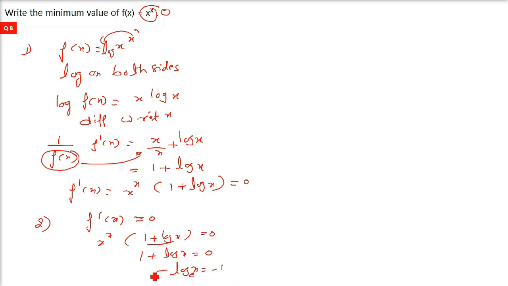So when we equate it to 0, you get log x equals negative 1. That means when we have log base a of b equals c, that simply means a power c is b. So this e raised to minus 1 will be equal to x. So x is equal to 1 by e. This is x equals 1 by e. So we need to find out the value here. Next thing is to equate it. So what is the minimum value and maximum value?